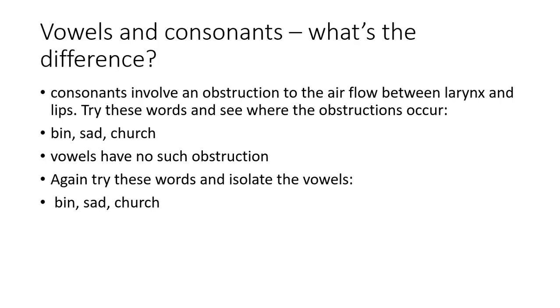Vowels, on the other hand, have no such obstruction. So the tongue may come close to the palate, but it doesn't obstruct the airflow. It might direct it in different ways, but it doesn't stop it leaving your mouth. If we this time try those three words and we just isolate the vowels, we end up with I, a, and for me, okay? I'm a non-rhotic speaker. Some of you may have church, in which case you've got an extra consonant, but concentrate on the vowel and it's something like okay? It's a centralized vowel.